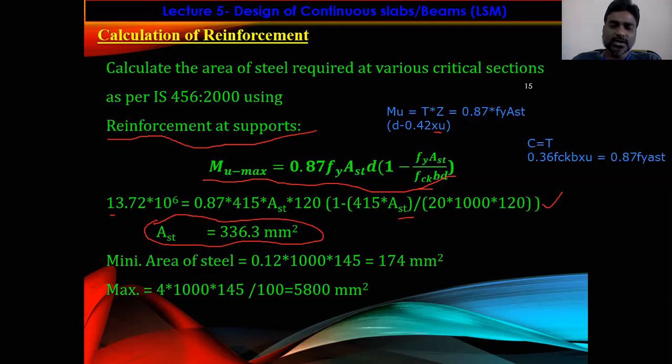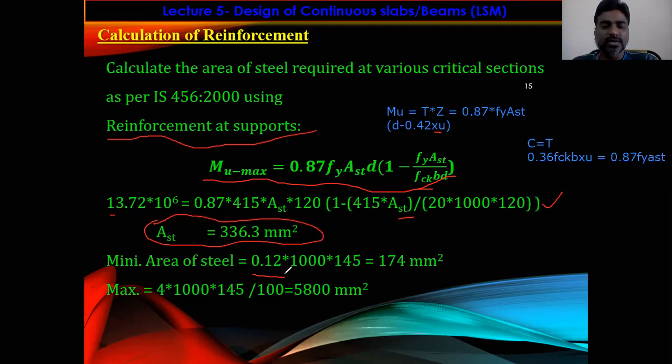And directly you should not provide this one. You need to check corresponding to the maximum and minimum as per IS 456 2000. The minimum main reinforcement for slabs is, for Fe415, 0.12% of BD, and for mild steel it is 0.15% of BD. So here our grade of steel is Fe415, therefore it is 0.12% of BD.